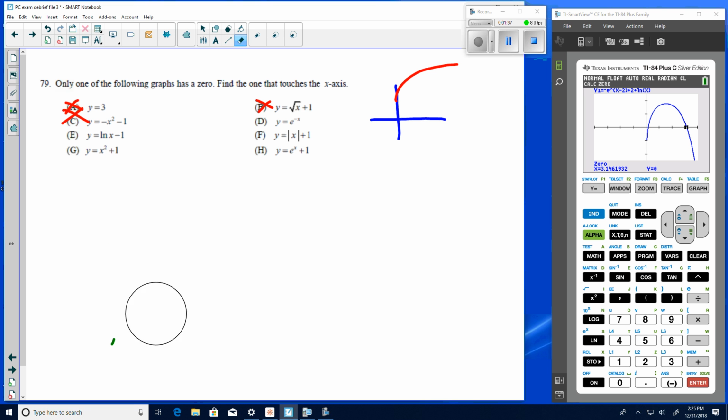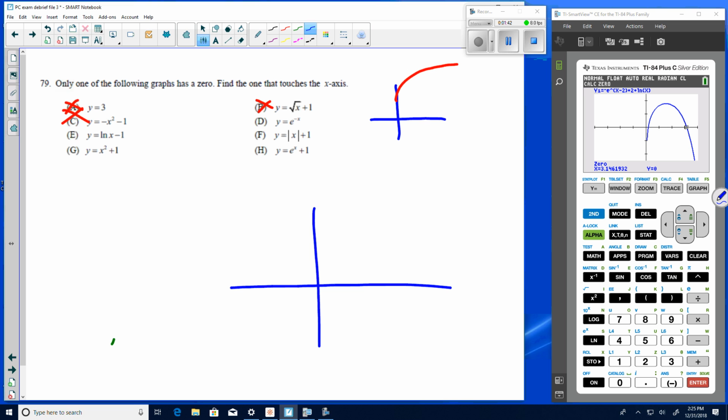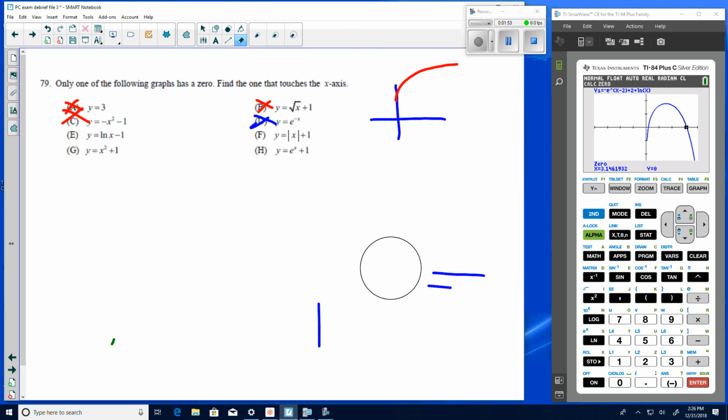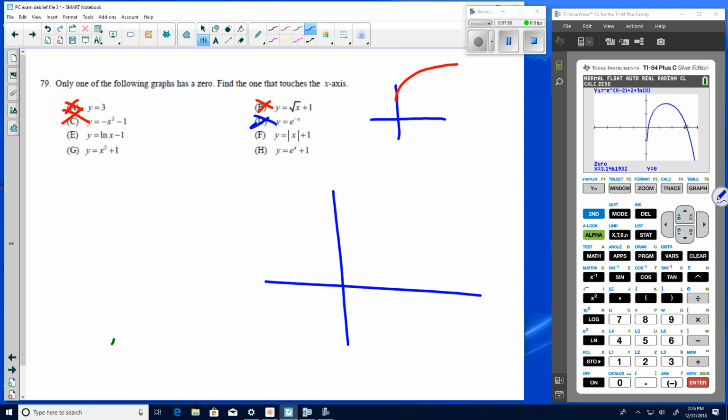Okay, e to the minus x, that's one of our exponential decay curves. And as we mentioned before, no exponential ever gets to 0, so that's not right either. The natural log of x shifted down 1 unit, that's going to be our correct answer. The natural log of x, which you should be comfortable with by now, looks like this. If we shift it down 1 unit, it would come down like this. I can't get my curve to move, but sure enough, we have a 0. That is the correct answer.